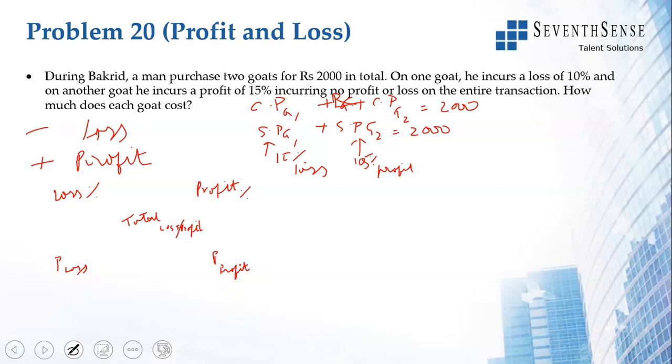Loss percentage we have gotten as 10% minus, so I write minus 10. Profit percentage is 15, and overall there is no loss or profit, so I write here 0, which means this is 15, this is 10. So it is 3:2.